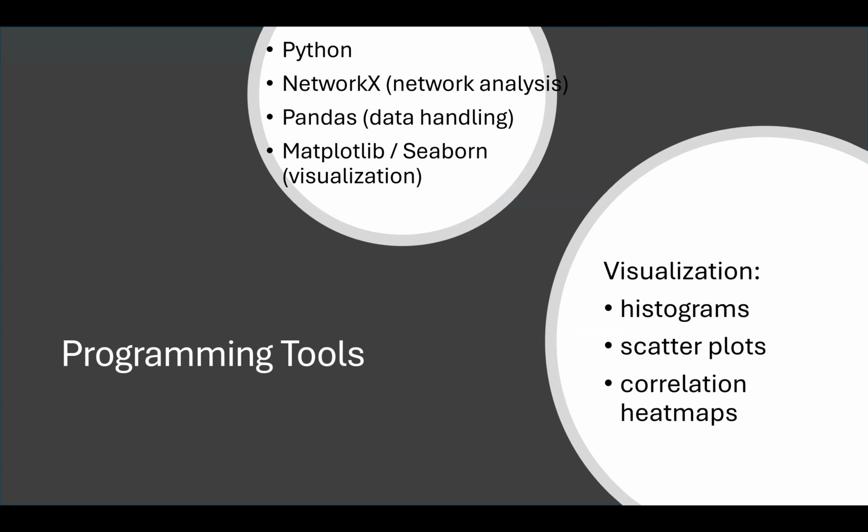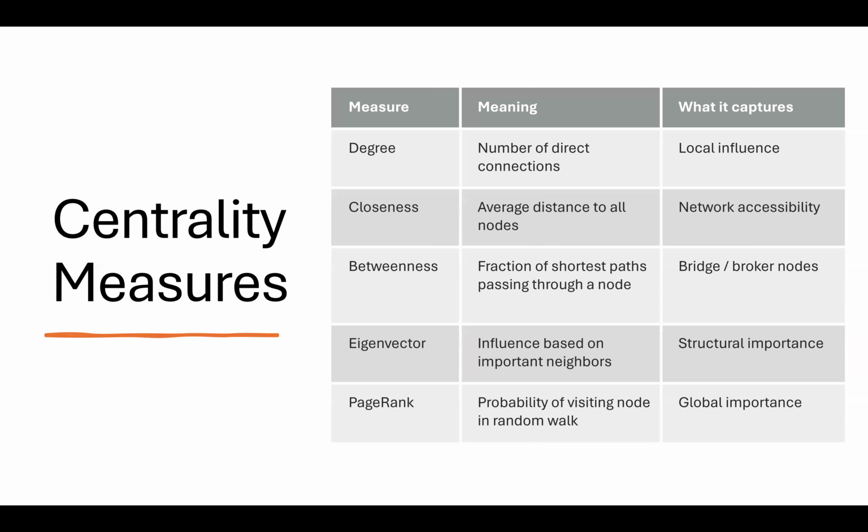And so the analysis was implemented using Python and several supporting libraries. NetworkX was used for constructing the networks and computing the centrality measures, and Pandas was used for handling and organizing the computed data. And for the visualization, I used Matplotlib and Seaborn to generate histograms, scatter plots, and correlation heat maps that help analyze and compare the centrality measures across the two datasets.